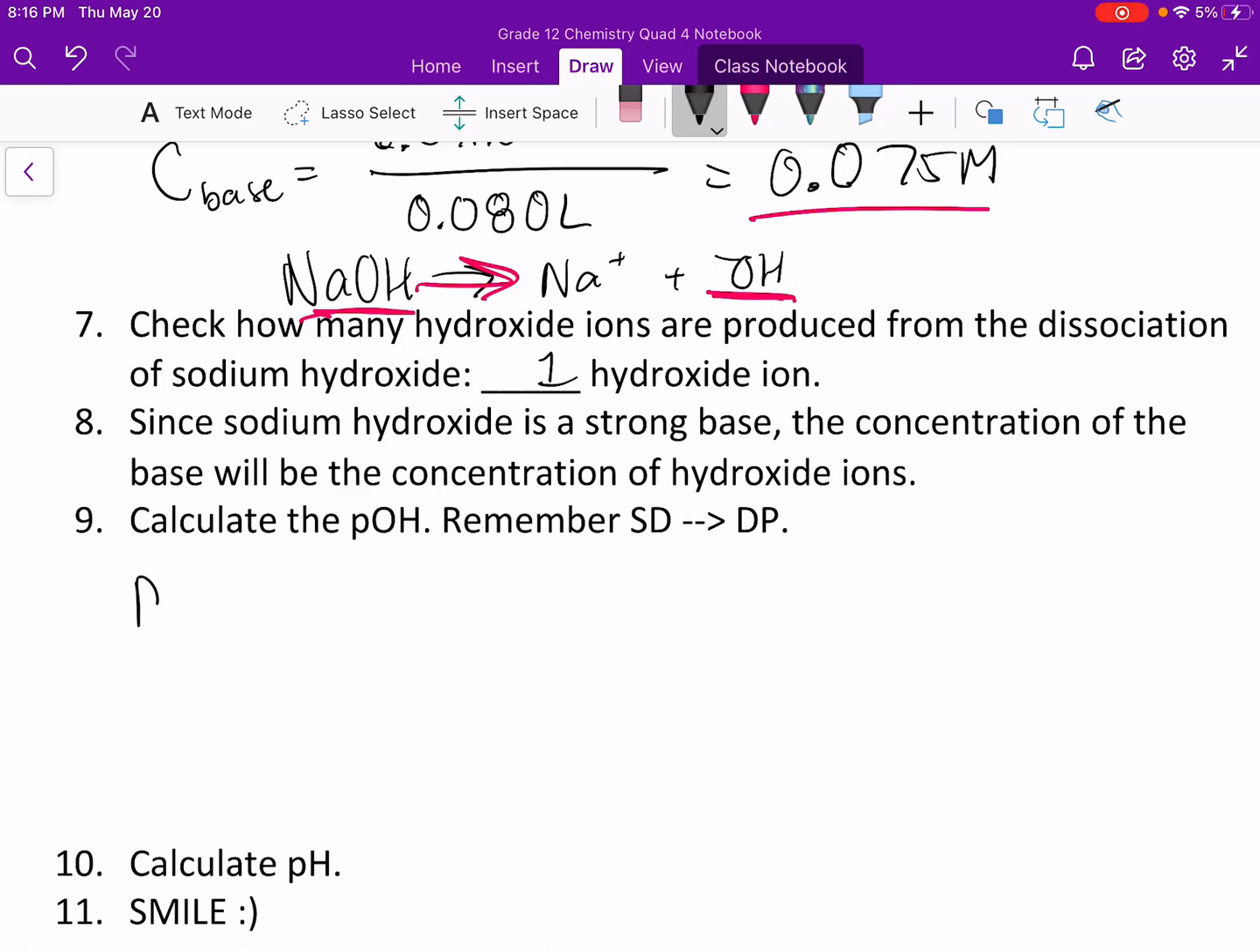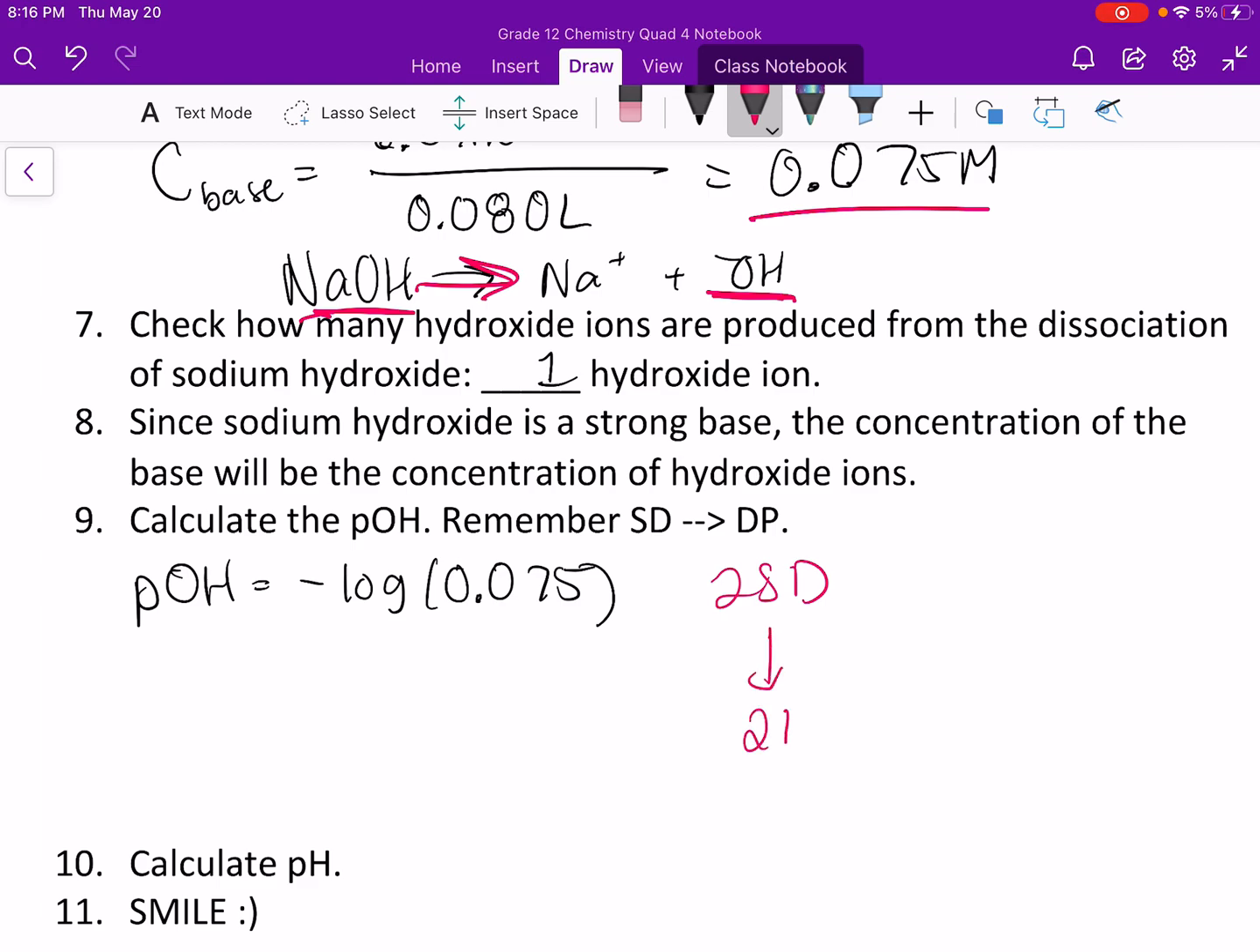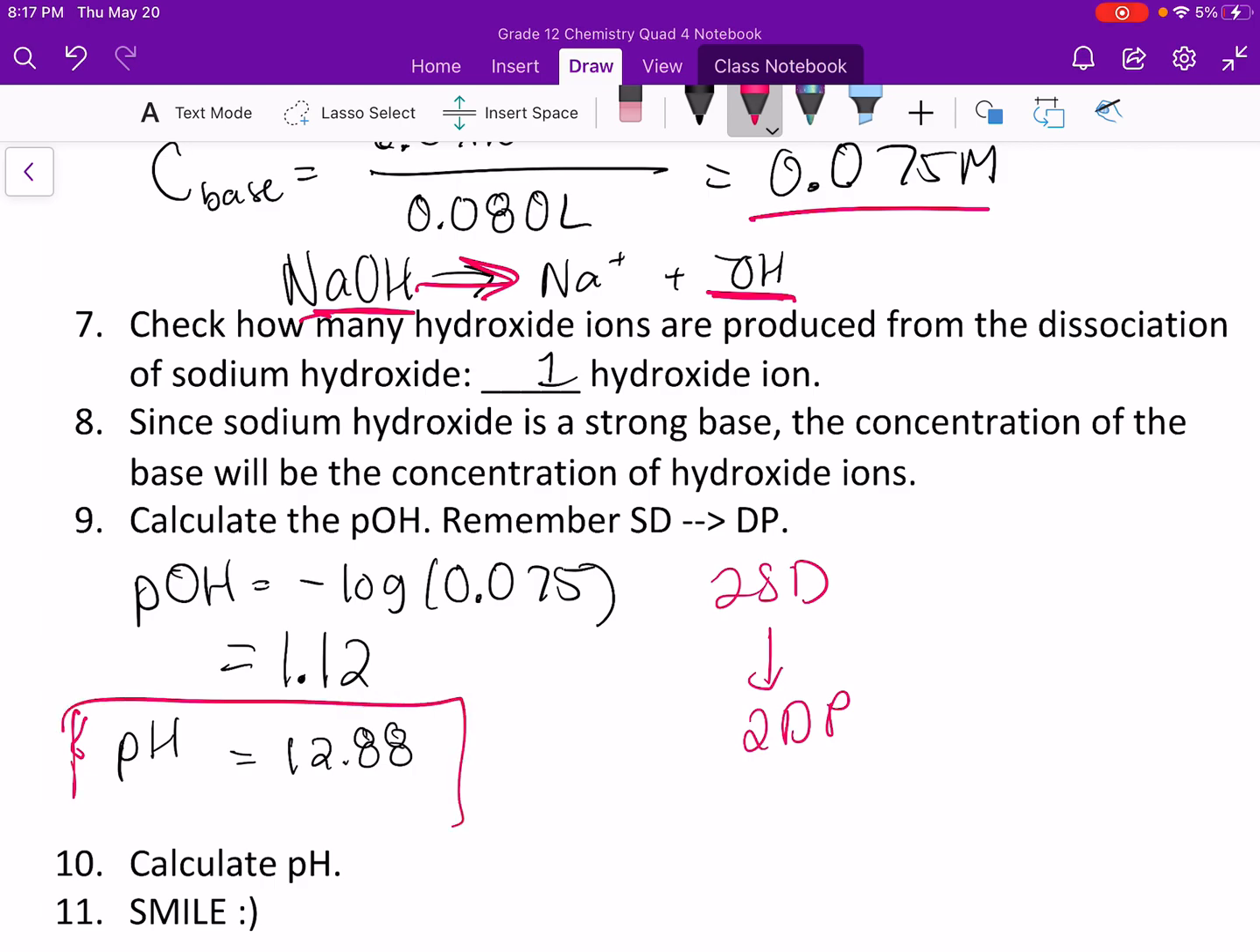I can calculate my pOH with this concentration. I have 2 significant digits here. This will turn into 2 decimal places. When I complete this calculation, I will have 1.12 as my pOH. To get my pH, I will take 14 minus 1.12, leaving me with 12.88. And then I will smile.